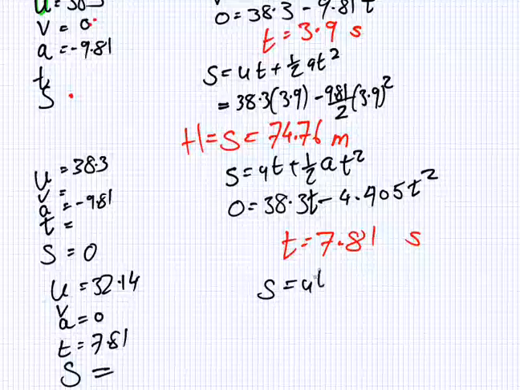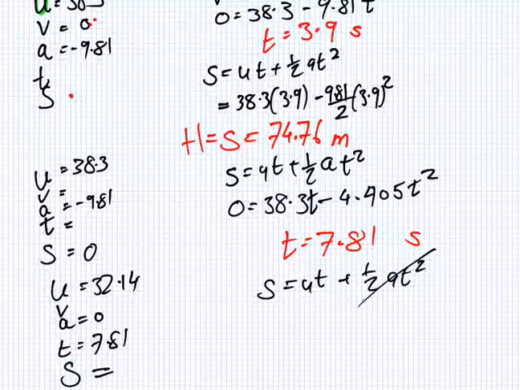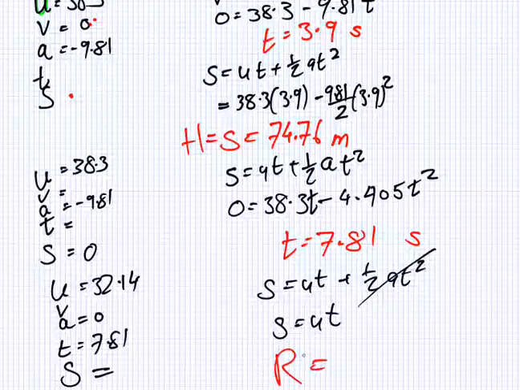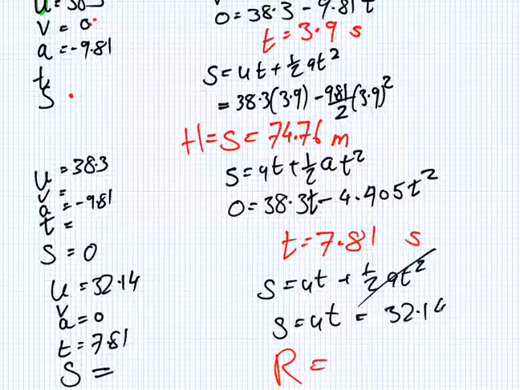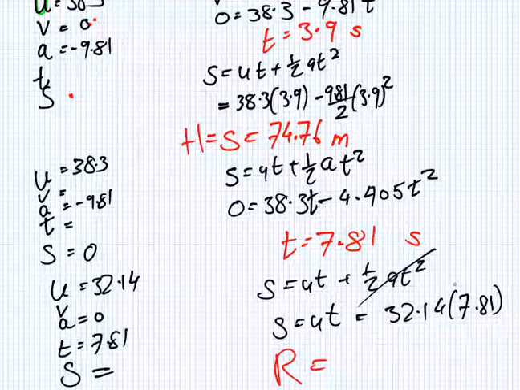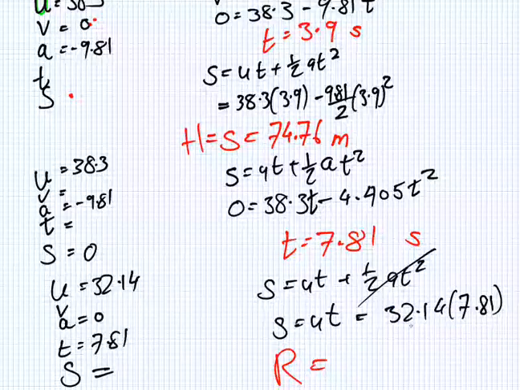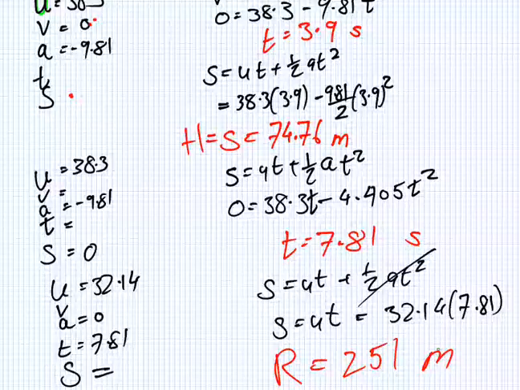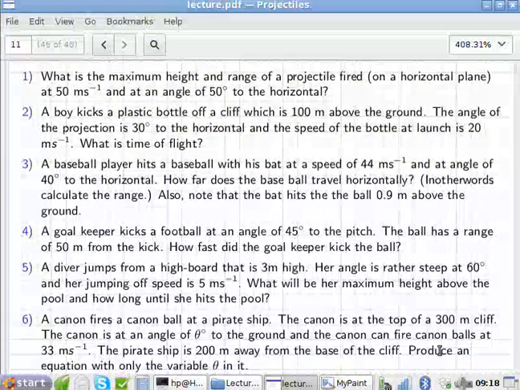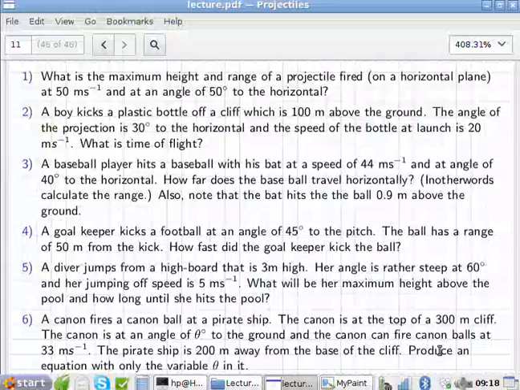So here, I think this is what you got, Amanda, 7.81 seconds. So now you want to look at the horizontal. U is 32.14, V we don't know, A is 0, T we know now is 7.81, and S is what we want. So S equals UT plus a half AT squared, the A is 0, so you have S equals UT, but the S is the range. So the range equals 32.14 times 7.81, 251 meters. That's the range.